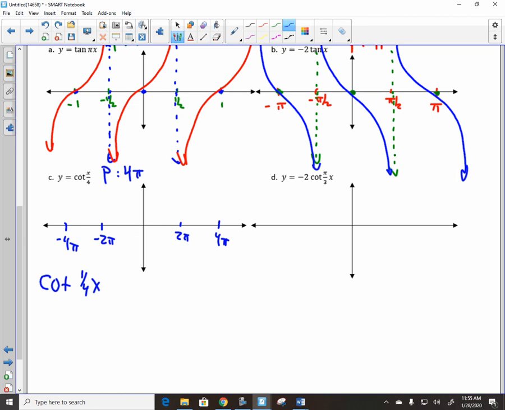Now what do I mark? Right at this spot, do I make a 0 or do I make a vertical asymptote? Vertical asymptote, because it's cotangent. And wherever I have a period, I mark that. Put zeros halfway in between. You tell me, does it start down, finish up, or start up, finish down? Yeah, cotangent starts up, finishes down.